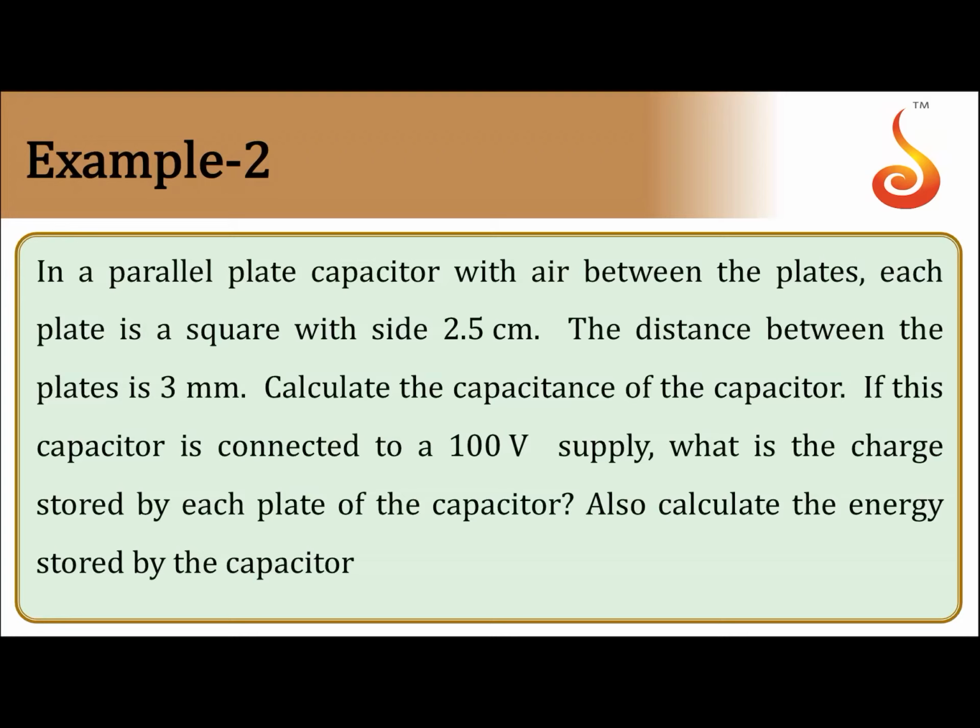So here what they have given is, the capacitor is made up of square plates, side length of each plate is 2.5 centimeter. Distance between the plates is 3 millimeter. You need to calculate capacitance of the capacitor. Then it is connected to 100 volt supply. You need to calculate charge stored by each plate of the capacitor. See, in case of capacitor, charge stored by each plate means charge stored in the capacitor only. Then calculate the energy stored by the capacitor. So three things you have to calculate.